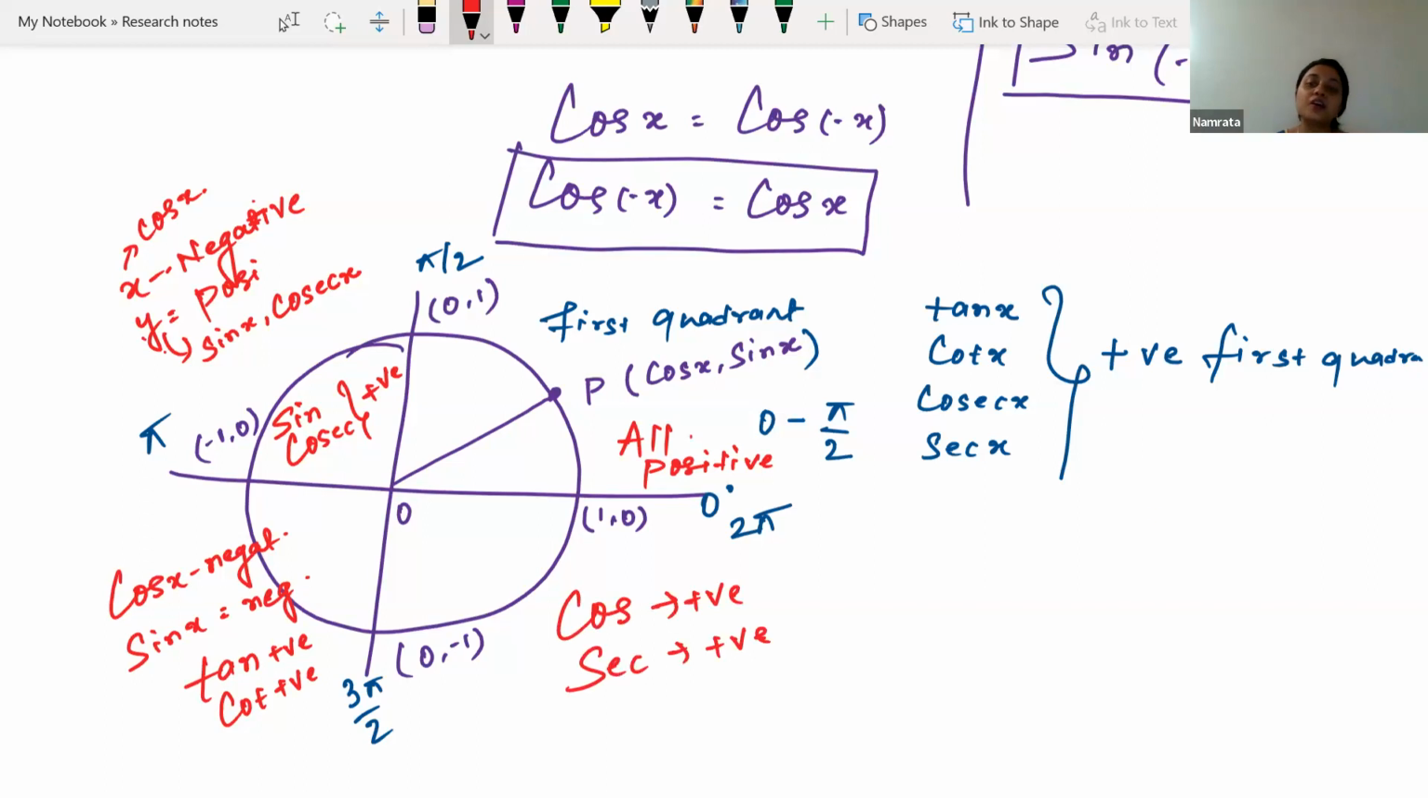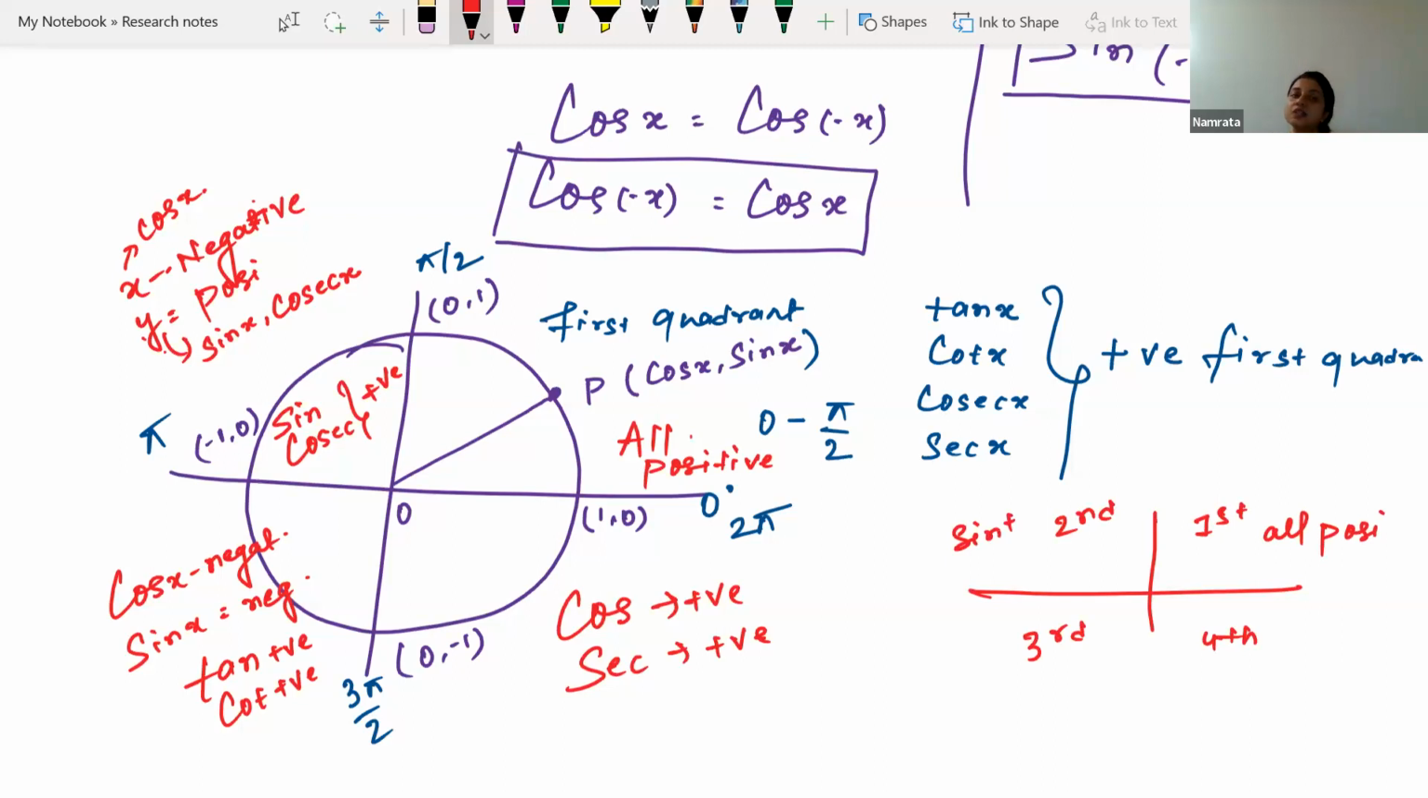So that you can learn that we have four quadrants: first quadrant, second quadrant, third quadrant, and fourth quadrant. In the first quadrant, all positive. In the second quadrant, sine positive. If sine is positive, cosec will automatically be positive. I'm not telling that cosec is positive on its own. Cosec is completely dependent on sine. So if sine is positive, cosec will be positive.